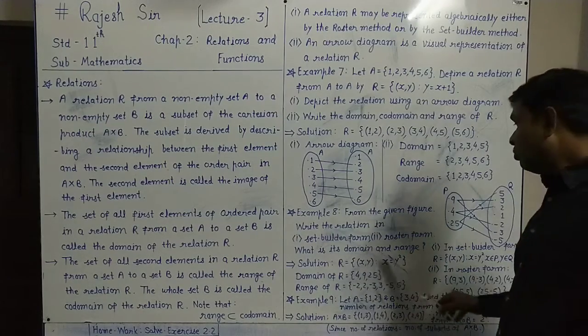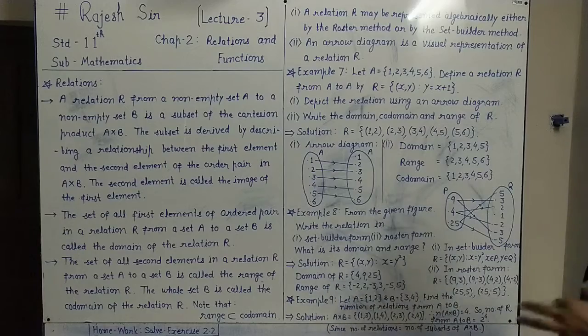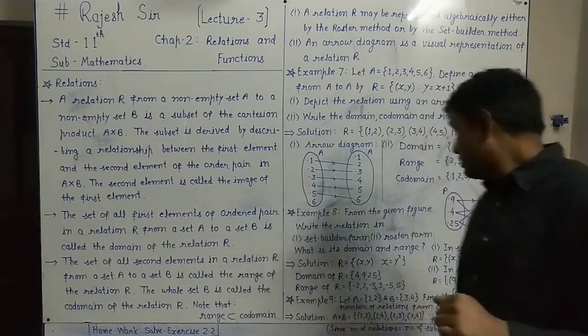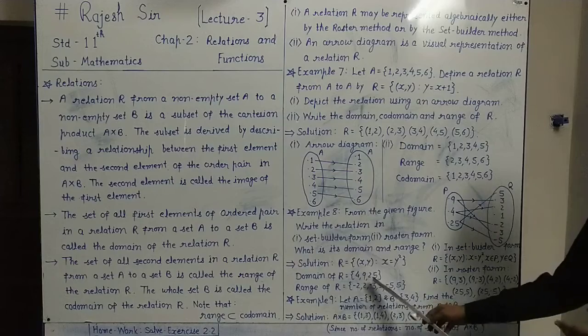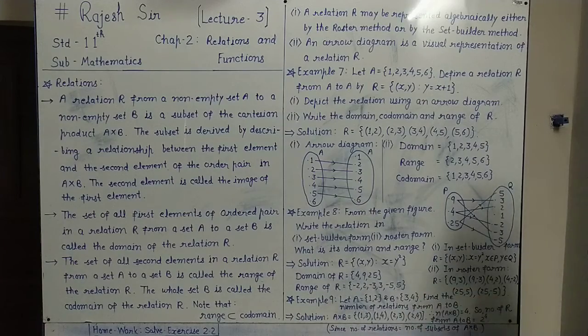Now we want to write the domain. So the domain, by the definition, is the set of first elements. The first elements in all of these are, you can see here, 9, 4 and 25. So in order, if we write 4, 9, 25, that is the domain of the relation R.